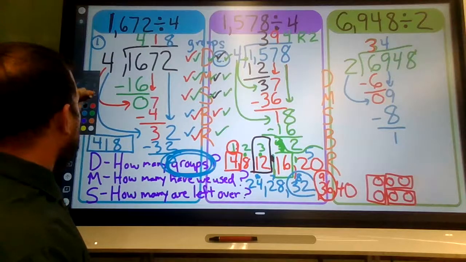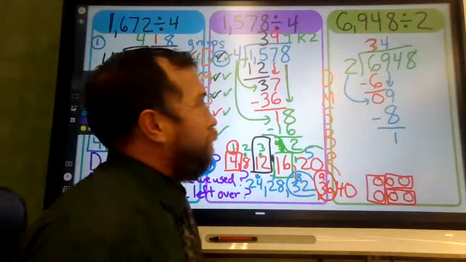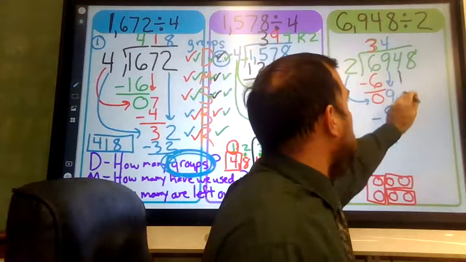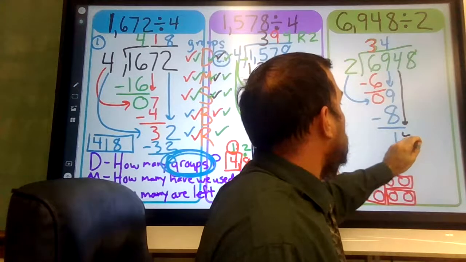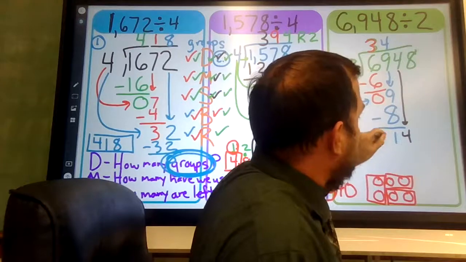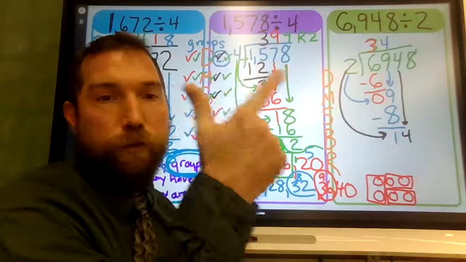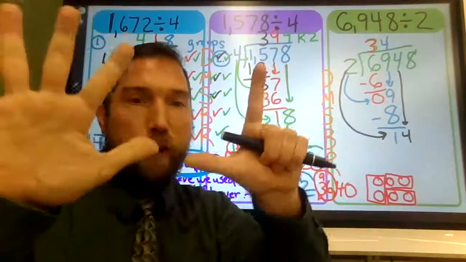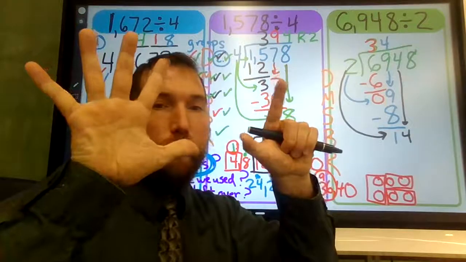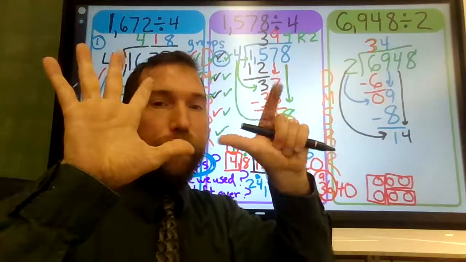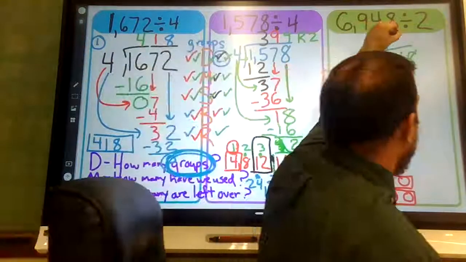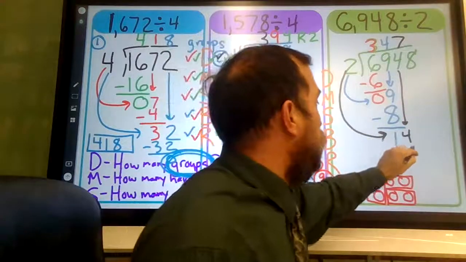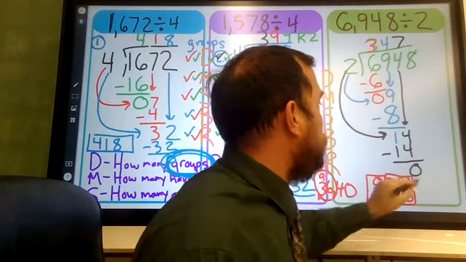Told you this one was going to be the longest one. But again, so far I've done 2 times 3 is 6 and 2 times 4 is 8. Another number to bring down. I bring down my 4. How many times can 2 go into 14? 2, 4, 6, 8, 10, 12, 14. Went exactly into it. Perfect. How many groups? 5, 6, 7. Groups up top. 7 times 2. We used all 14. Subtract, 0 left.